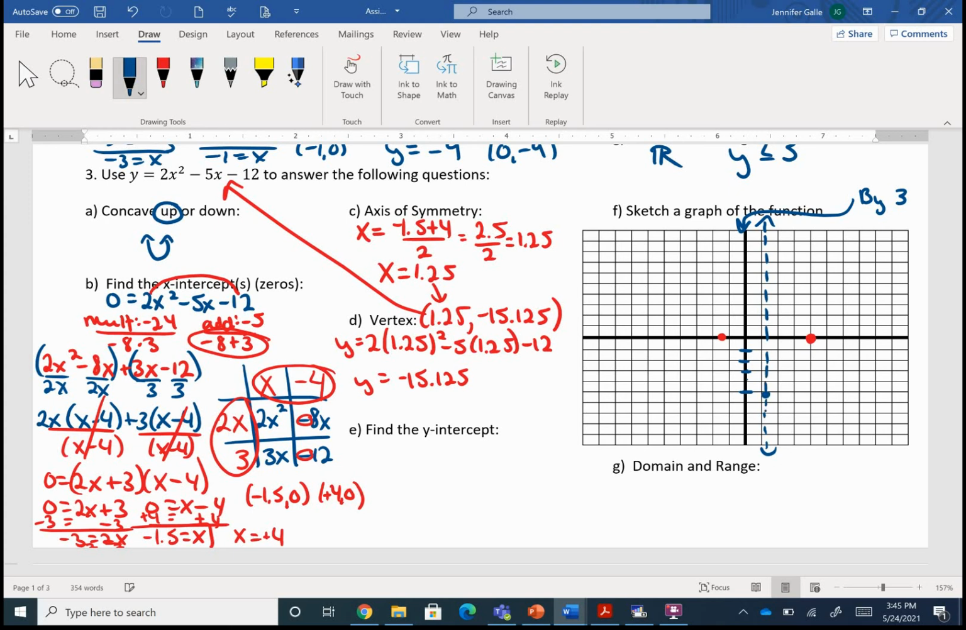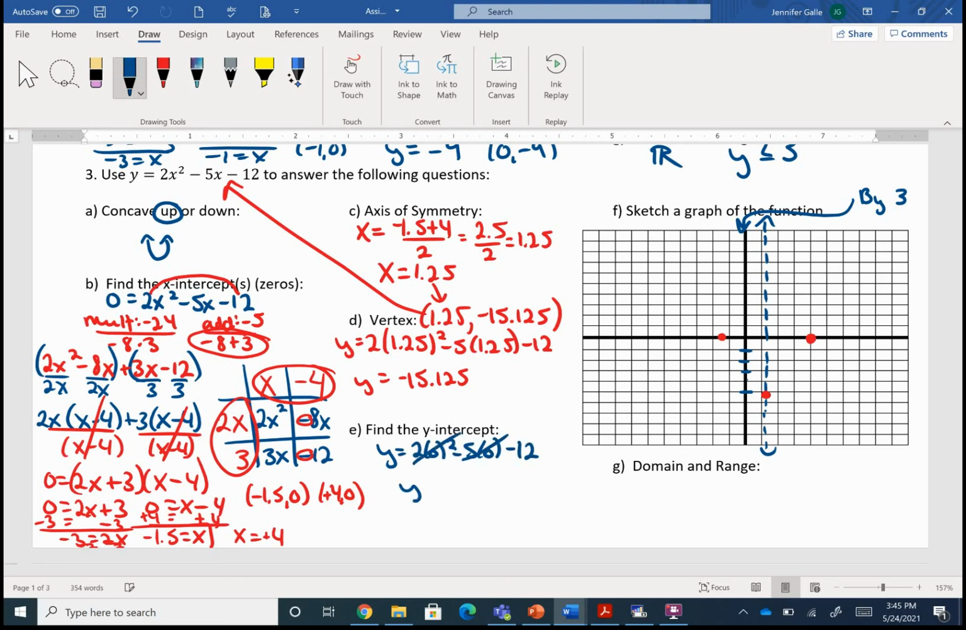And then go just a little bit below it. Actually, let me change to red so you can see it better. There we go. And then the y-intercept. Again, it's up to you. If you want to show yourself putting all those zeros in for x, you can.